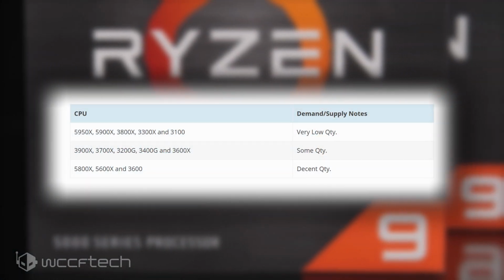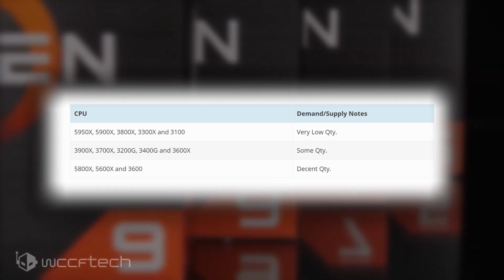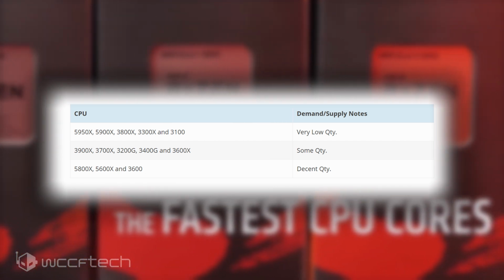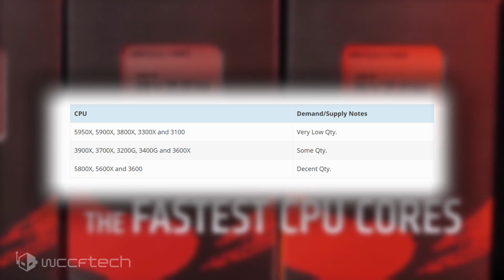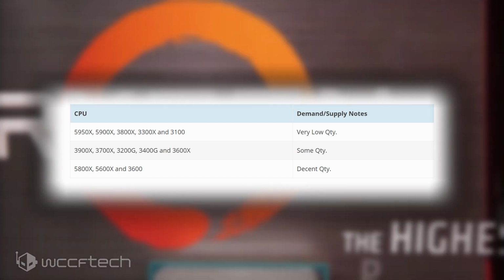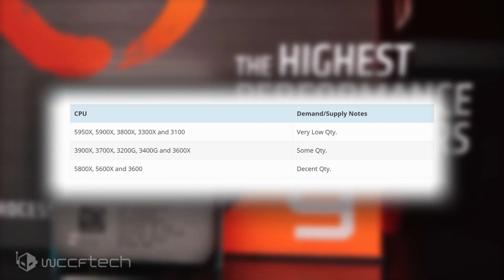Unfortunately for AMD HEDT customers, the Ryzen 9 5950X and the Ryzen 9 5900X are going to be extremely tight all quarter. Now these parts have a massive amount of demand compared to other parts, and it's going to be exceedingly hard to get your hands on them without paying a heavy premium.